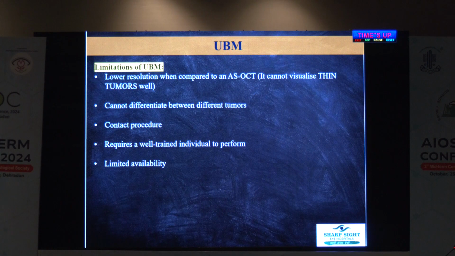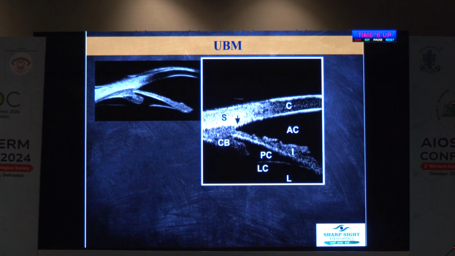Limitations of UBM is obviously that it's a lower resolution tool. So you would not do a UBM in a thin tumor. An ASOCT does better when there is no shadowing. It is a contact procedure. Whoever is doing the UBM requires a lot of training. The patient has to be under a water bath for some time, so patient cooperation can be poor, and UBM is not that frequently available. Even in Delhi, there are very few setups, government and private included, which have UBM.